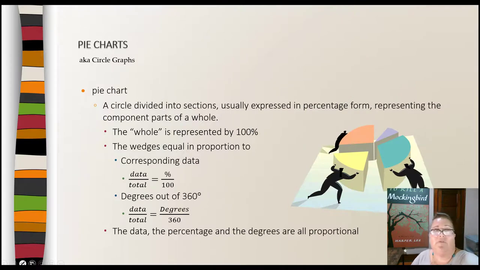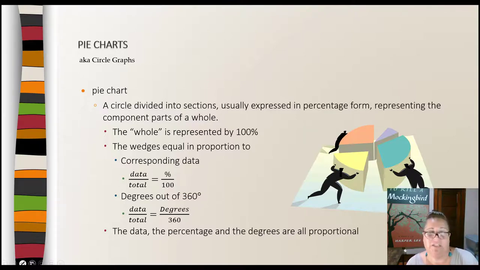The last type of graph we're going to talk about in this particular PowerPoint is that of pie charts, that is circle graphs. A pie chart is a circle graph that is divided into sections. These are usually expressed in percentage form for us. They're going to represent the components as a part of a whole. The whole is represented by 100%.